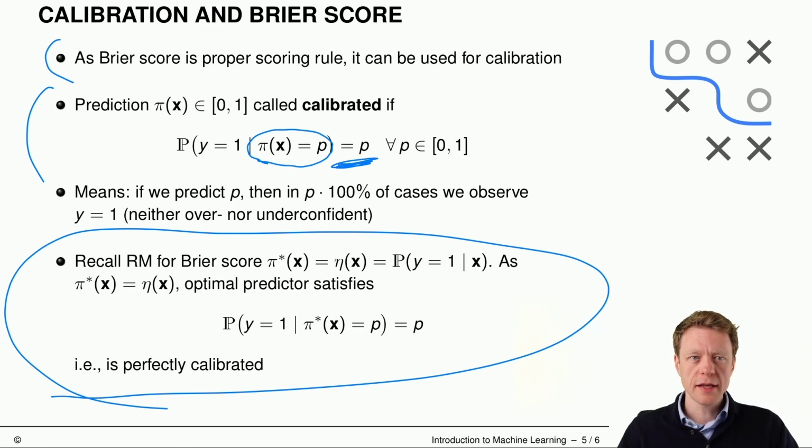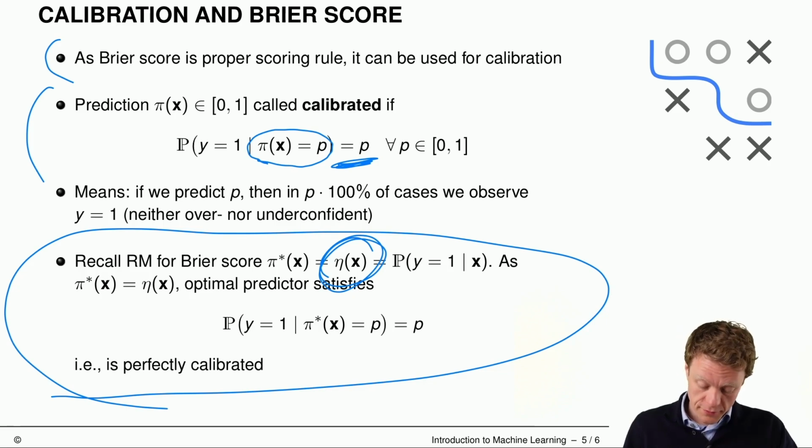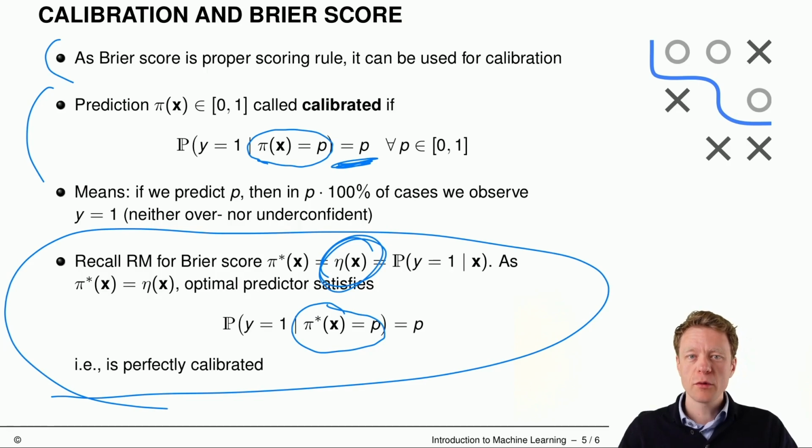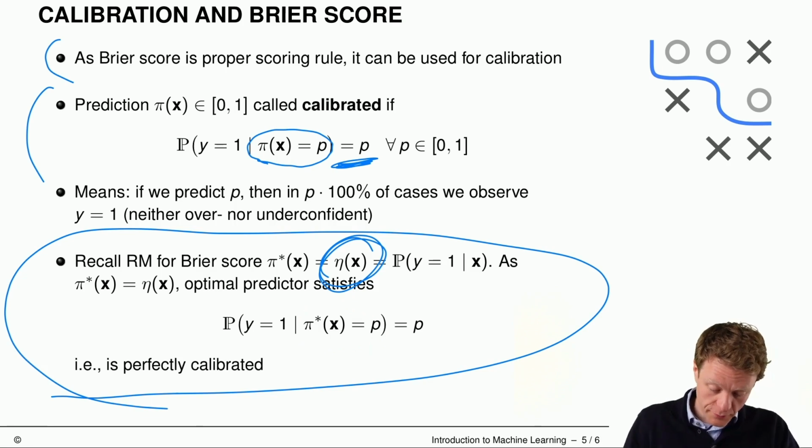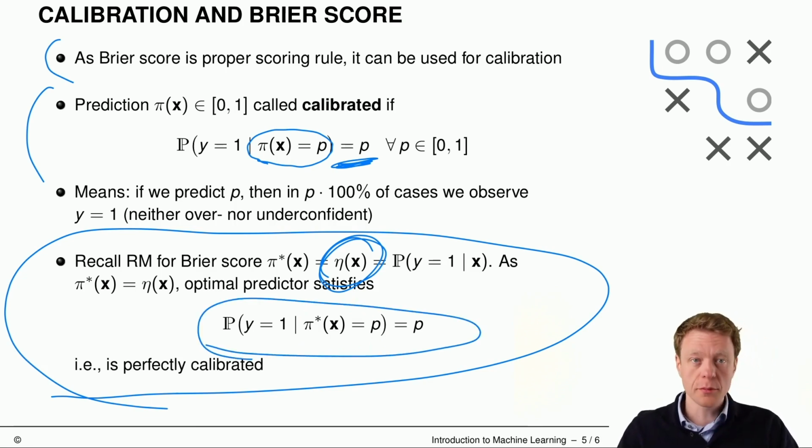So this means that if we use the risk minimizer for the Brier score, which is the true probability, then we directly see that the optimal predictor satisfies this definition of a calibrated predictor. Because, of course, if we predict p, then we predict p because it's the true probability, and then we're finished here, because we have on both sides the true probability, p or eta.